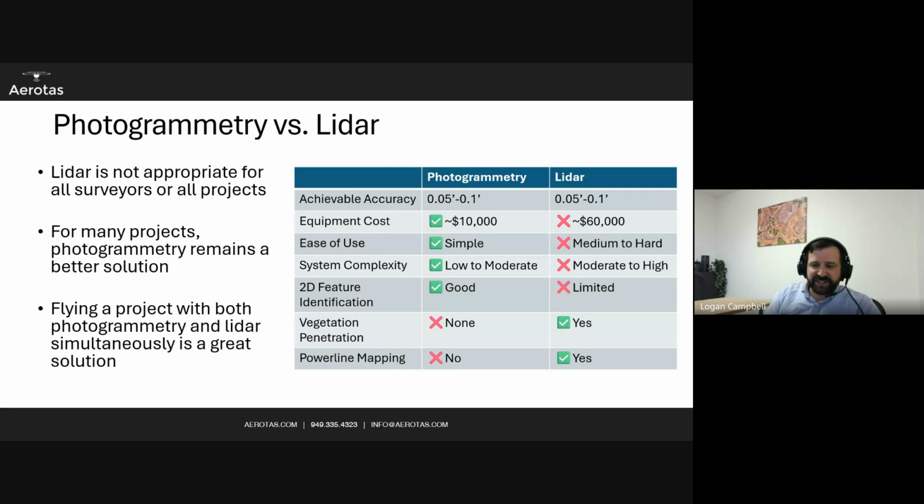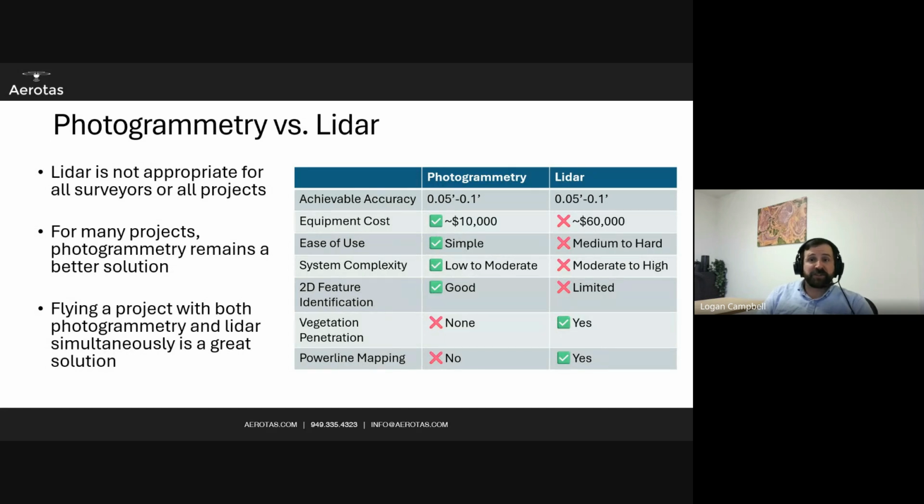But that's somewhat beside the point. Flying both of them is generally the best way to do it. And using a blended workflow of both photogrammetry and LiDAR data on the data processing side, that is the most successful way to do it. You use LiDAR where there is vegetation, and you use LiDAR for power lines. And if you don't need that, then you're probably better off getting it from photogrammetry.